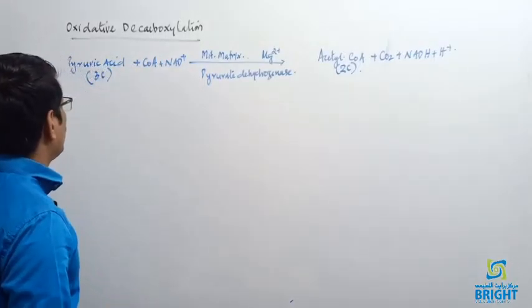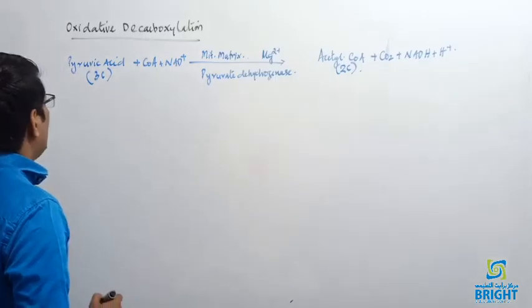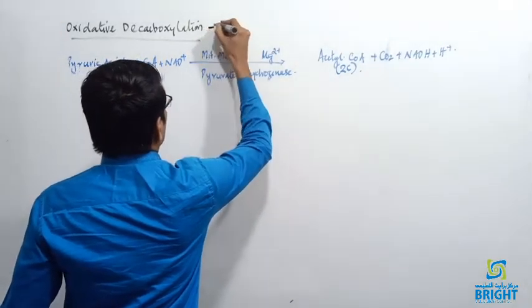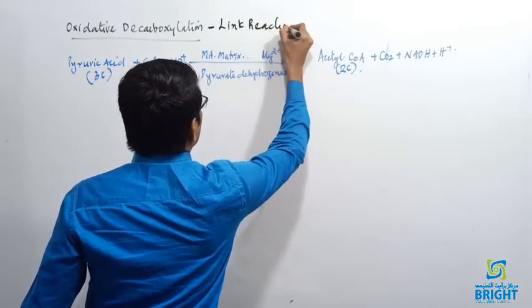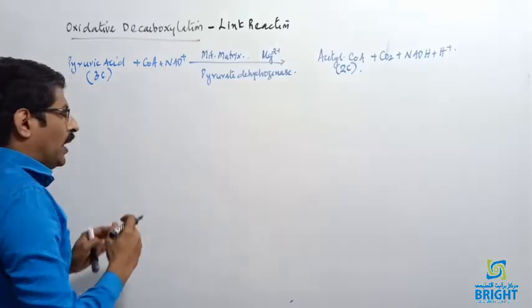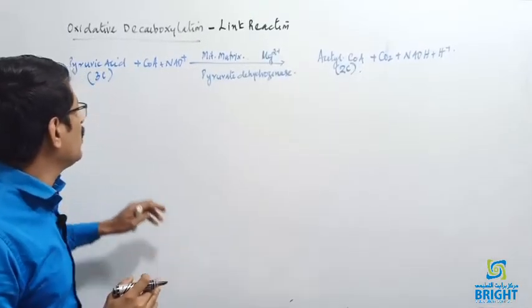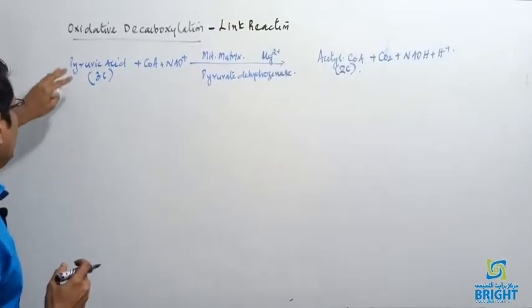So in the eukaryotic organism, the pyruvic acid enters into the mitochondrial matrix and undergoes oxidative decarboxylation. Oxidative decarboxylation is also called the link reaction, because it links the anaerobic phase, that is glycolysis, and the aerobic phase, that is the Krebs cycle. So oxidative decarboxylation is also called the link reaction.